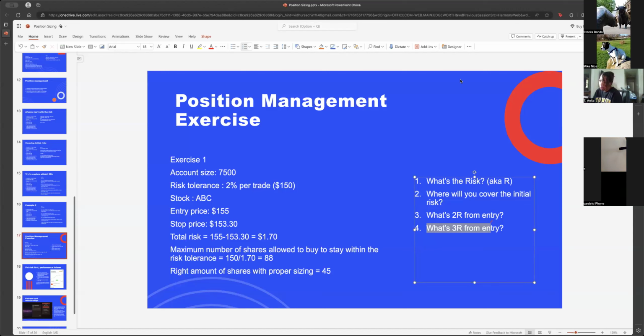You sell 22 shares at 156.70. Where are you going to move your stop loss to? 155. For this template, 155 is fine. Okay, great. What's the next cut? So how many shares are you holding right now?